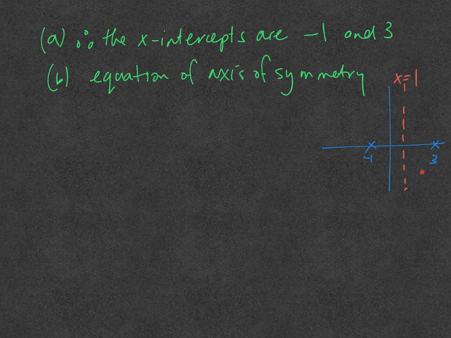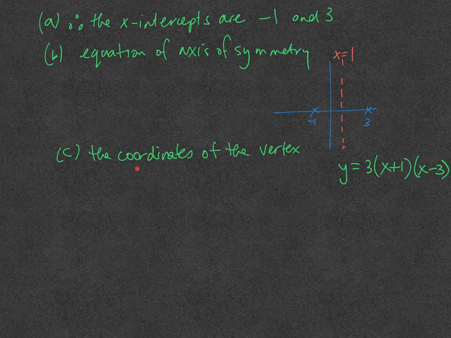Therefore, the axis of symmetry will be this red line, halfway between -1 and 3. I go 2 in to get to +1, or go 2 back to get to +1. The axis of symmetry is x equals 1. The coordinates of the vertex, well, the vertex is going to lie on the axis of symmetry. It cuts the parabola in half. So we want to find the point down here where it meets the vertex.